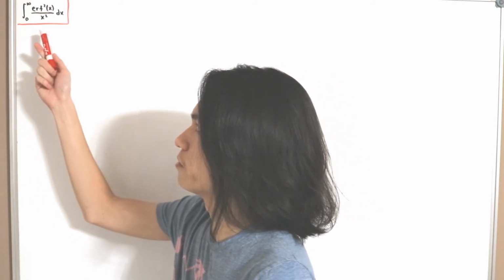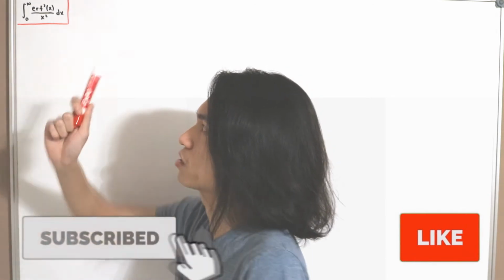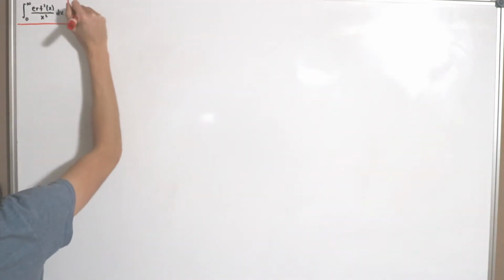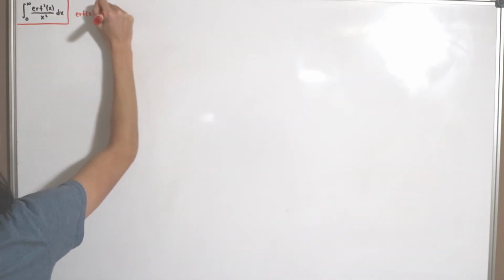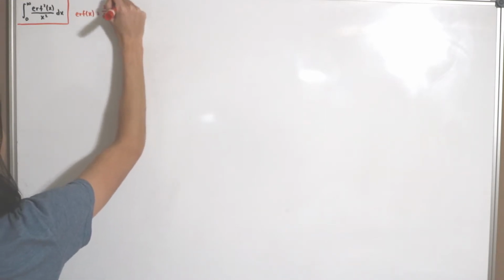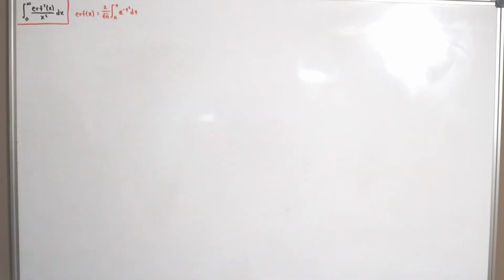So in today's video we have another improper integral, the integral from 0 to infinity of the error function squared divided by x squared dx. Our error function has x as its argument. The error function is defined as the following formula: error function of x is equal to 2 divided by the square root of pi multiplied by the integral from 0 to x of e to the negative t squared dt.